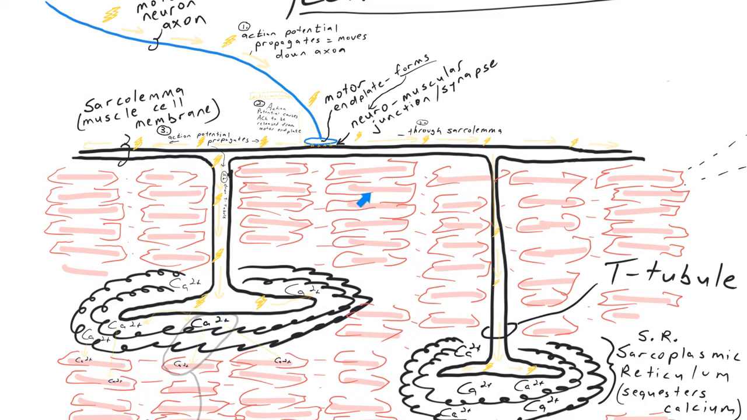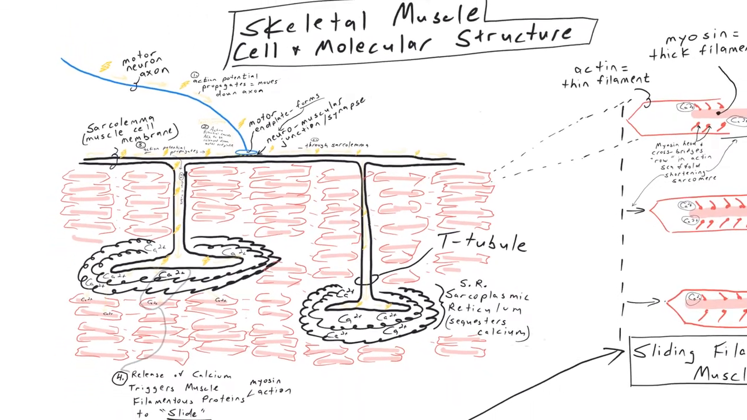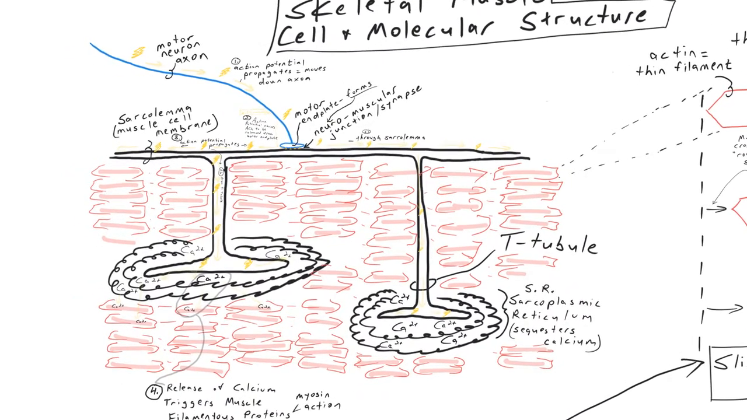Now, most of the muscle cell, everything else, is filled with these filamentous proteins. The filamentous proteins themselves are actually actin and myosin. That's the name of the two proteins, actin and myosin. And when the calcium is released from the sarcoplasmic reticulum, it triggers the filamentous proteins to slide against each other, causing that sliding model of how muscle cells contract, and that's what we want to take a slightly closer look at.